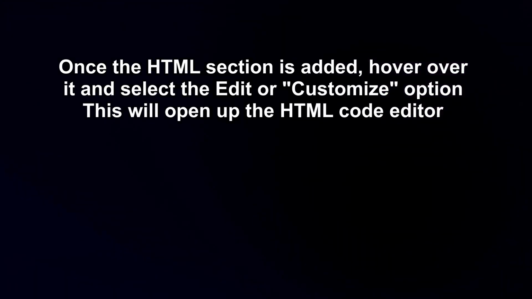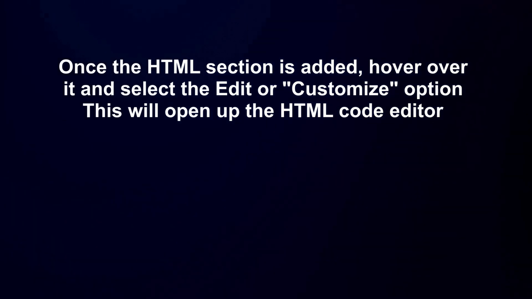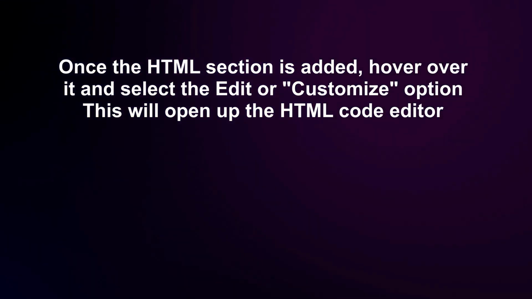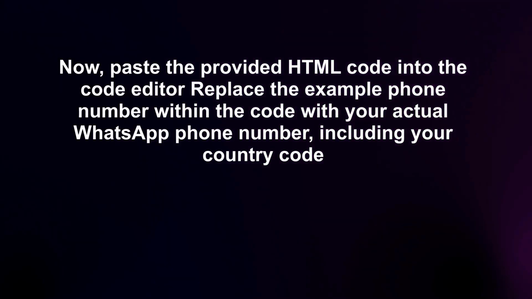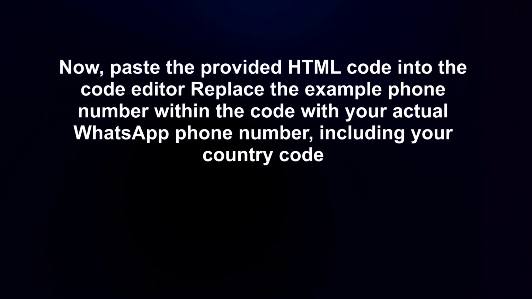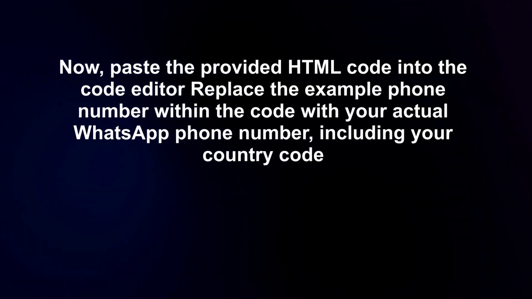Once the HTML section is added, hover over it and select the Edit or Customize option. This will open up the HTML code editor. Now, paste the provided HTML code into the code editor. Replace the example phone number within the code with your actual WhatsApp phone number, including your country code.